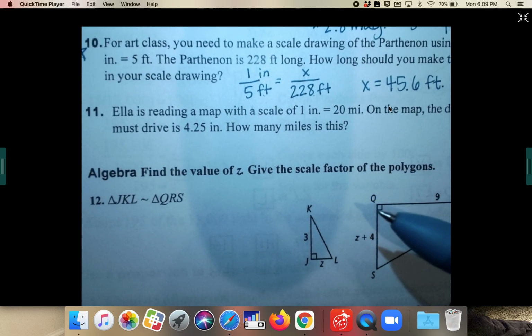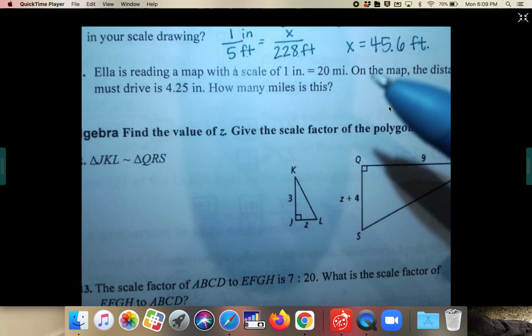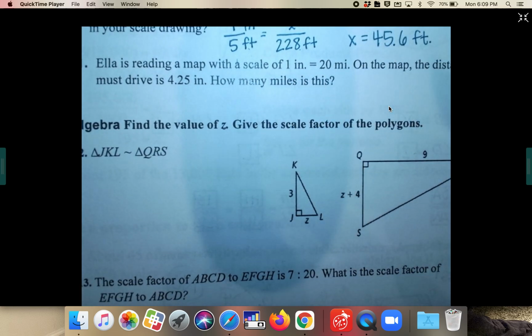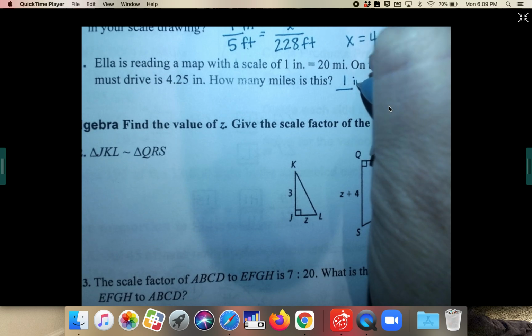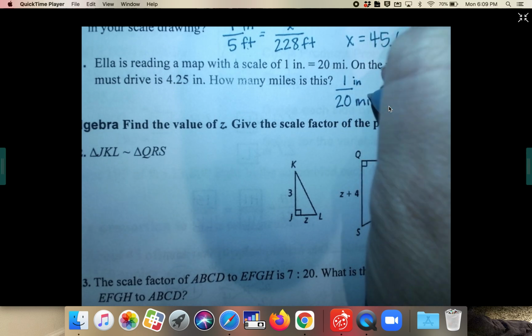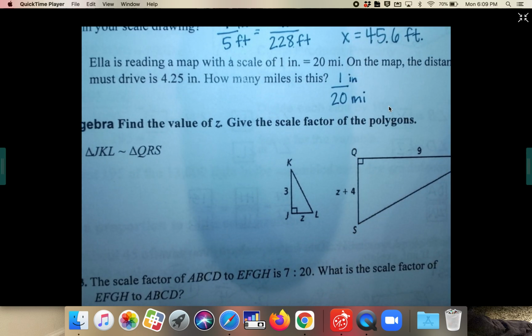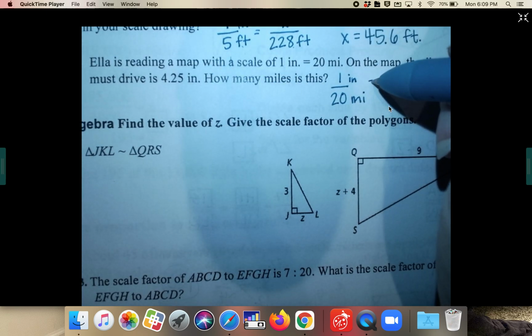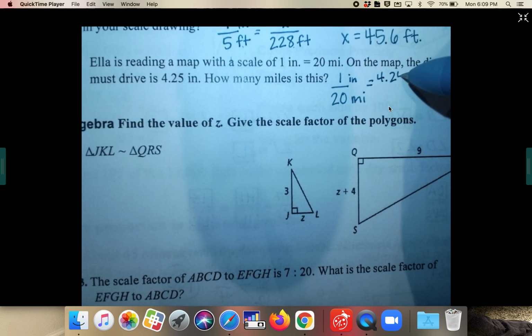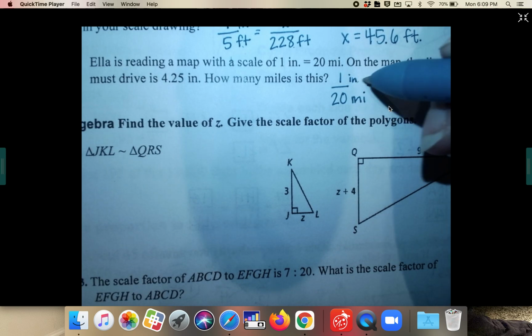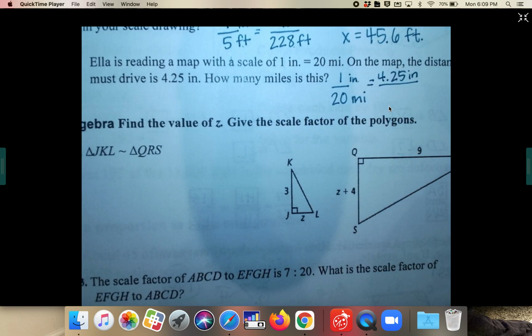Okay, and then this last one, let's go ahead and do, I know you can set it up the same. The scale is 1 inch to 20 miles, so 1 inch per 20 miles. On the map, the distance Ella must drive is 4.25 inches. So we're going to put that one up top because inches is lined up with inches. How many miles is this?